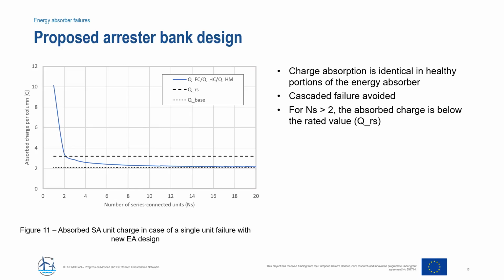We have also determined that, for a typical DC circuit breaker consisting of 4 modules, the absorbed charge of healthy modules in case of a single unit failure is below the rated charge when the number of series connected units is over 2.